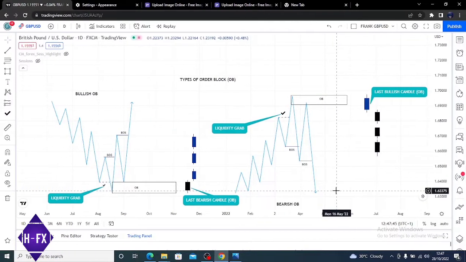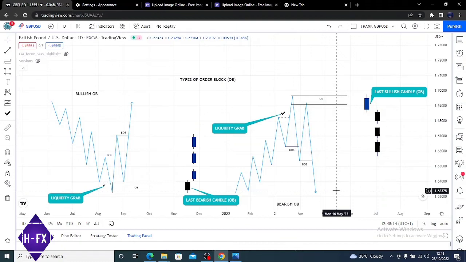Welcome back, traders. Like I said in the intro, I'm going to teach you guys order blocks, everything, how to spot them and how to understand them very, very well. Now guys, first of all, I'm going to let you know what order blocks are. Order blocks are areas where institutions, banks, hedge funds, the bigger boys in the forex market, are willing to buy or sell from.